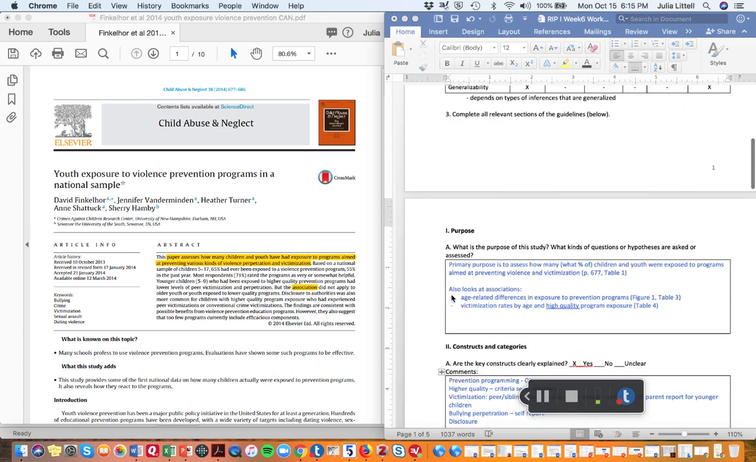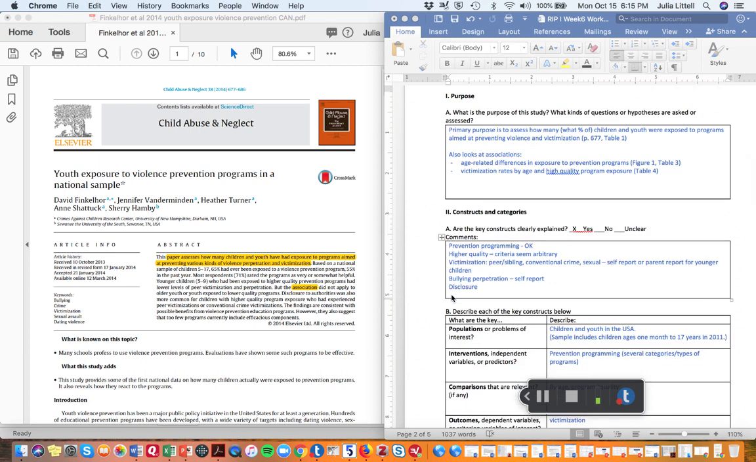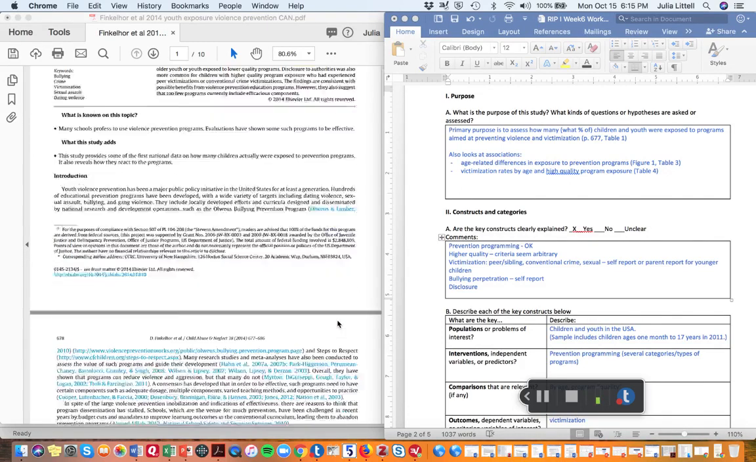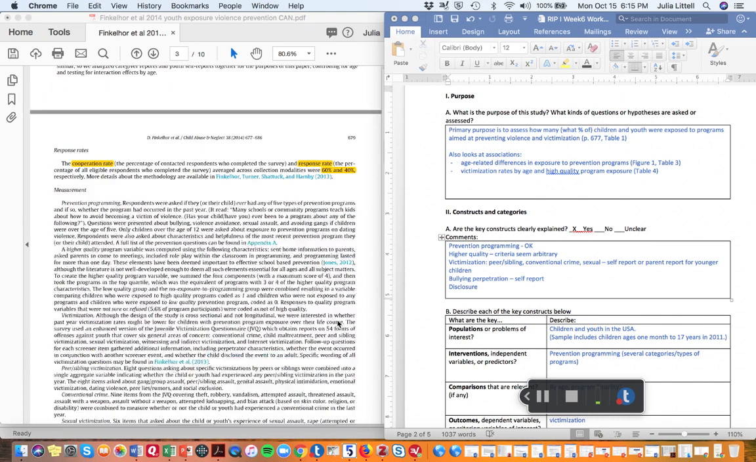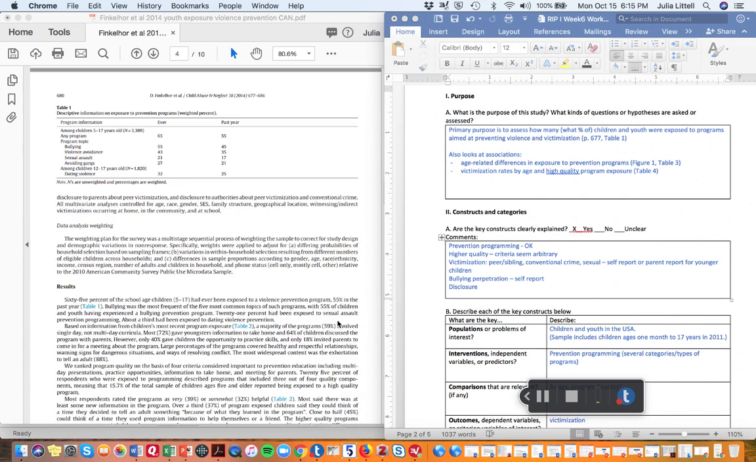So then, scrolling down to page 2, the purpose I pick up right from the abstract. The primary purpose is to assess how many, and they really don't mean how many, they really mean what percent of children and youth were exposed to programs aimed at preventing violence and victimization. And I refer to the abstract here, page 677, and also you can see this data in table 1. I'm scrolling down to show you here at the top of the left screen.